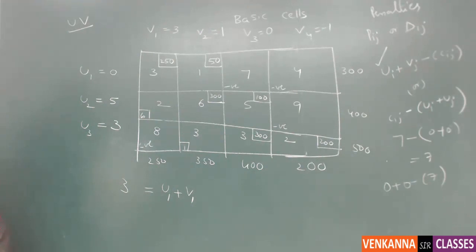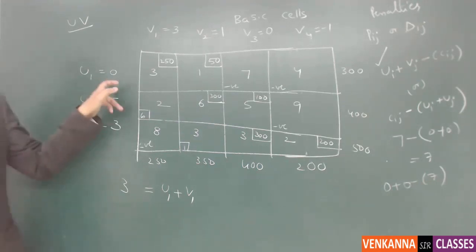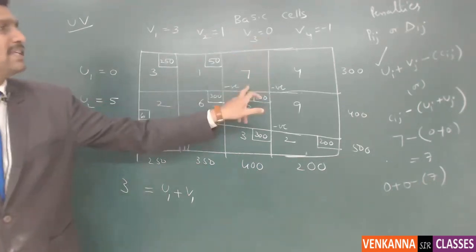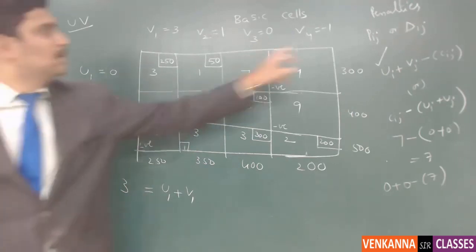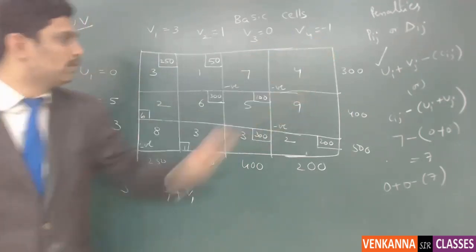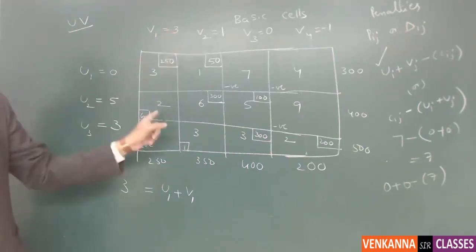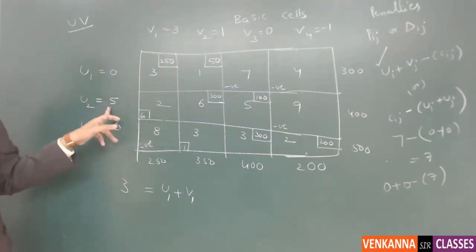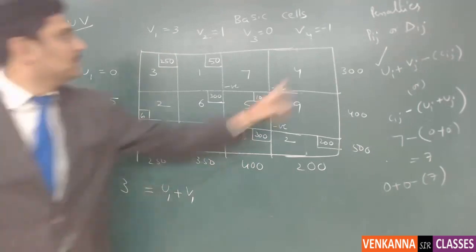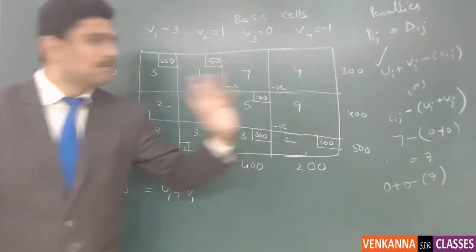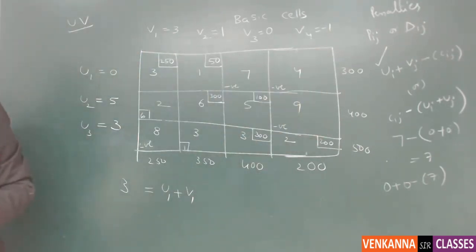The corresponding row number and column number minus the cost value. I did like that. 0 plus 0 minus 7. 0 plus minus 1 minus 4. 5 plus 3 minus 2. Again 5 plus minus 1 minus 9. Is that clear for everyone?